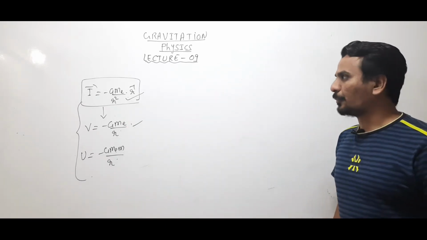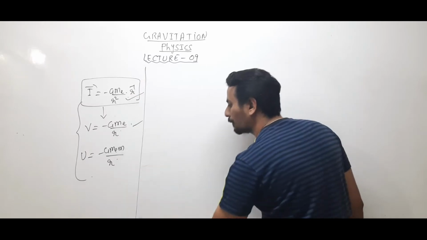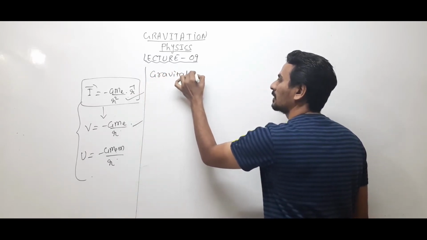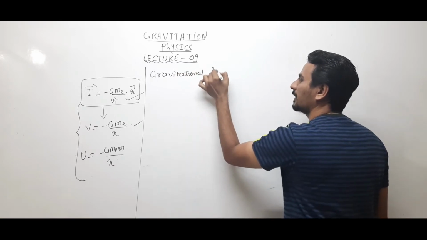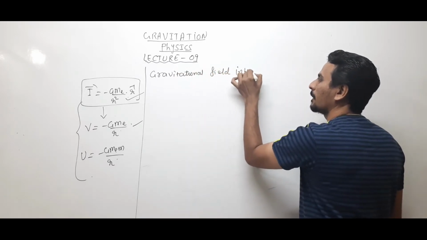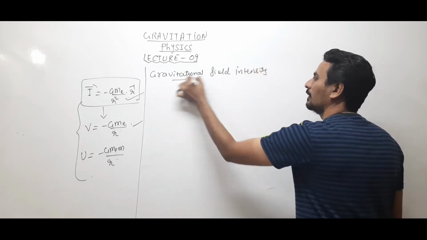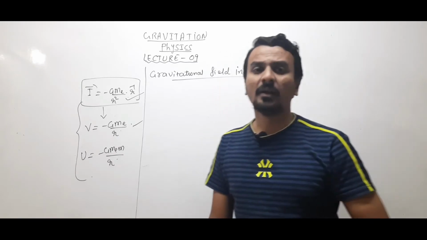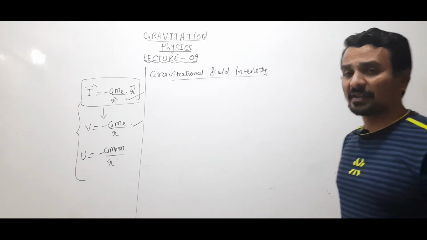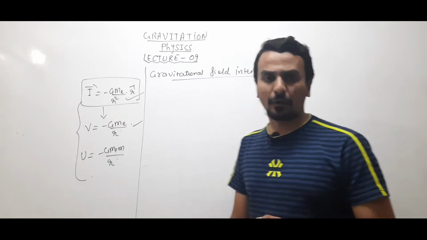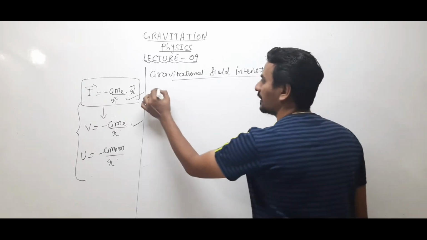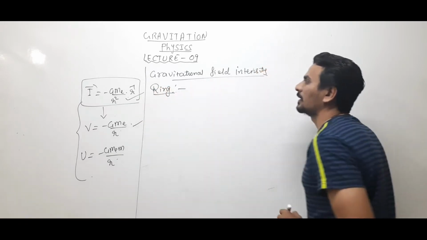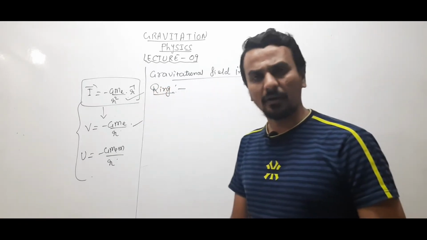Now suppose I want to calculate the gravitational field intensity of different bodies like ring, disc, spherical shell, sphere. So how do we calculate the gravitational field intensity of different objects? Let us start with the ring. We want to find the gravitational field intensity of a ring.